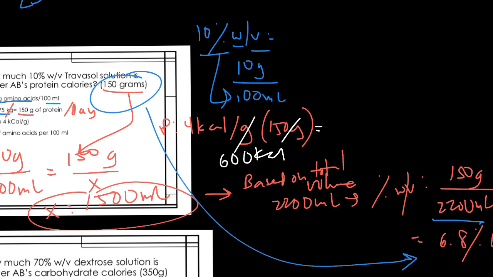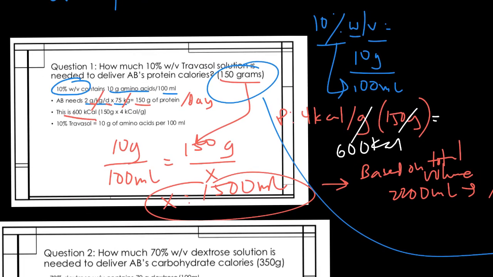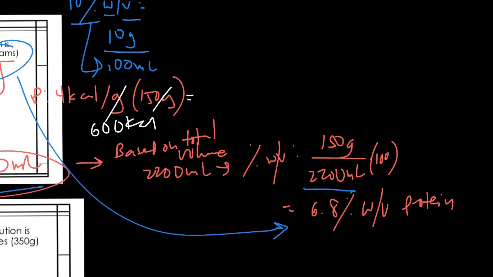The volume of travel solution, which is your protein bag, is 1,500. Your final bag volume is 2,200. So out of that 2,200, how much of that is composed of protein, which is 150 grams. So weight by volume wise, 150 divided by 2,200 times 100 gives you 6.8%.